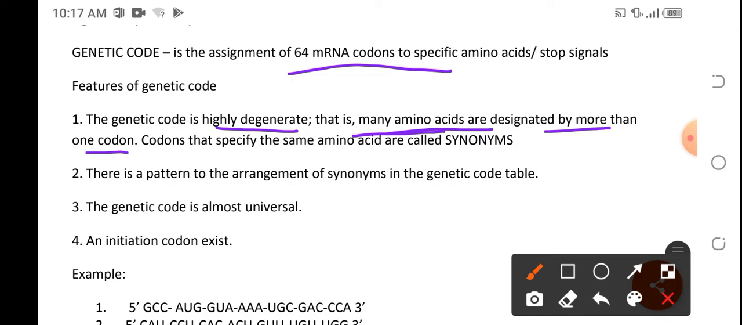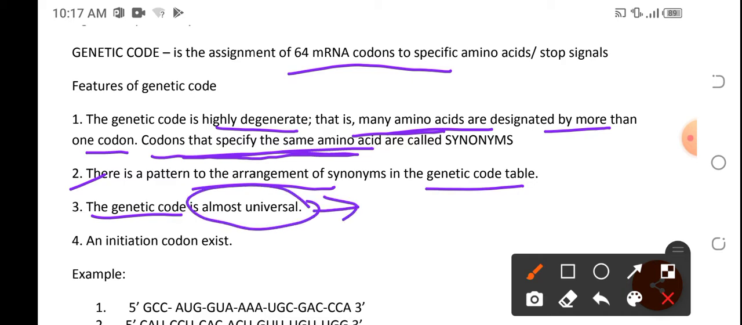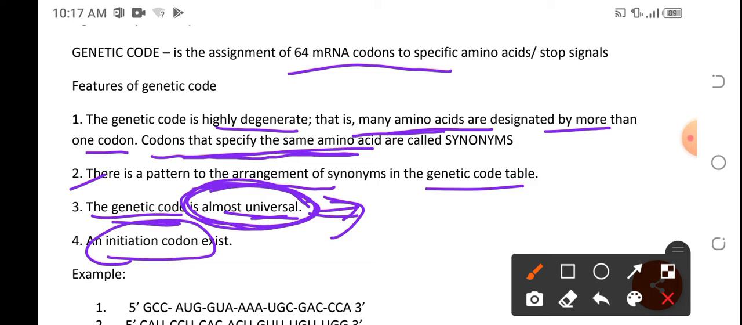And because of this, codons that specify the same amino acid are called synonyms. There is also a pattern in the arrangement of synonyms in the genetic code. And this genetic code is almost universal. Ibig sabihin, pare-parehas sila ng genetic code, mapa human, mapa animal, parehas lang sila. So universal. And an initiation codon exists. Kung kanina merong stop codon or stop signal, meron ding initiation codon or start codon.